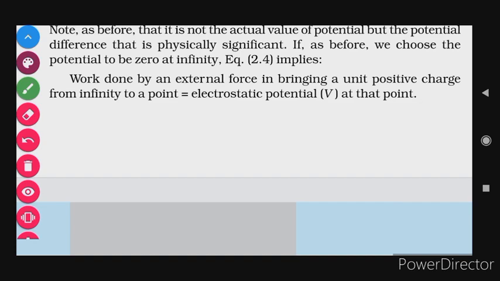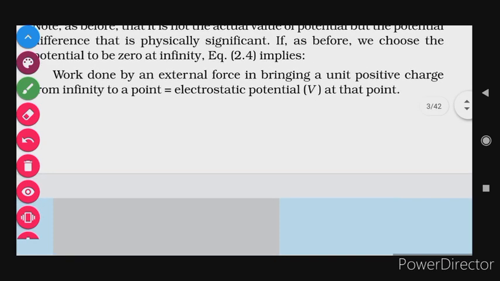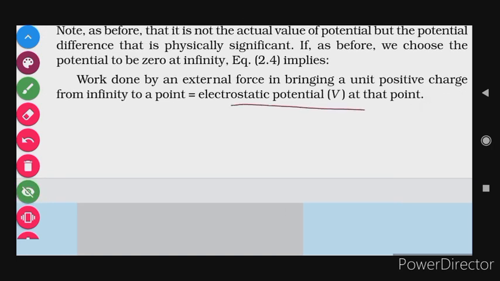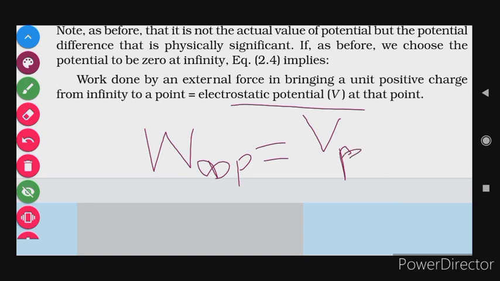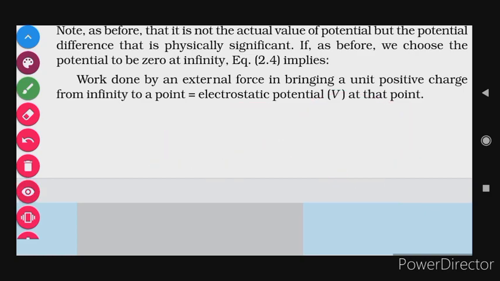Work done by an external force in bringing a unit positive charge from infinity to a point is equal to the electrostatic potential at that point. So what is the work done in bringing a unit positive charge from infinity to a point? It is simply the potential of that point. In case of a unit positive charge, remember. If there was a certain magnitude of charge, not a unit charge, then we simply multiply this potential with the charge magnitude, and then we get the work done.